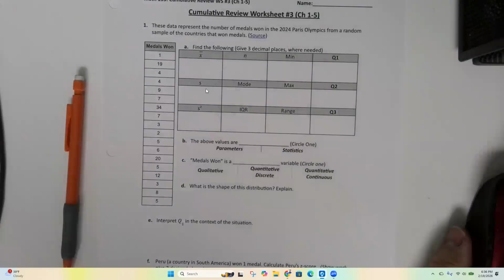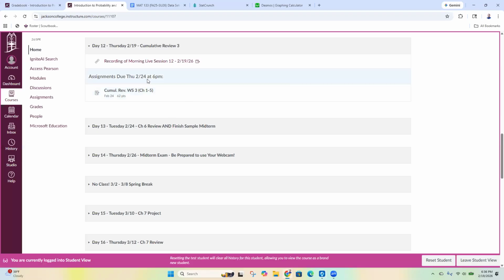The cumulative review worksheet that we're going to talk about today is number 3. We're not doing cumulative review number 1. If you want some extra exercises to practice on, you can try cumulative review number 1.